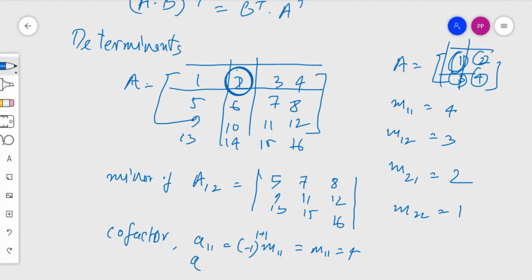Similarly, you have cofactor for a12 equals minus 1 to the power of row number plus column number, first row second column, and this is M12, so this is definitely equal to minus 3. Similarly, a21 should be minus 2 and a22 should be equal to 1. So from this we can find out the matrix of cofactors.